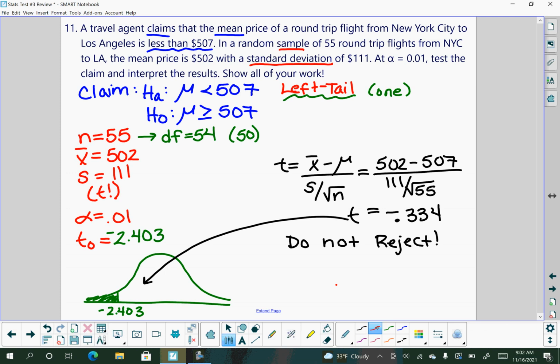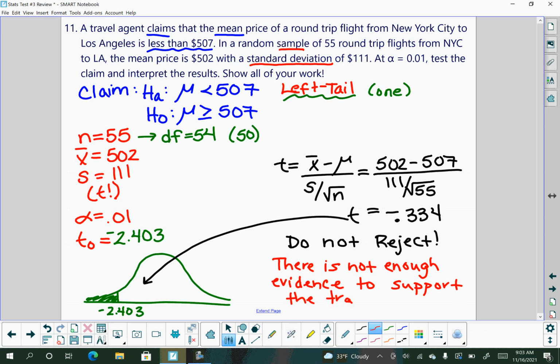And then we want to summarize that. Now remember here, the claim was the alternative hypothesis. So that's going to change our wording a little bit compared to how we did the last problem. Because we do not reject, we say there is not enough evidence, and when the claim is the alternative, we use the word support, to support the travel agent's claim.